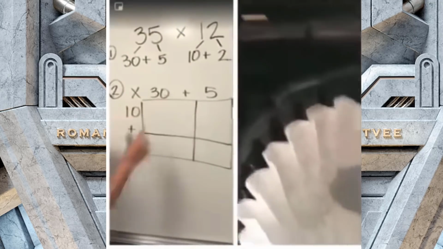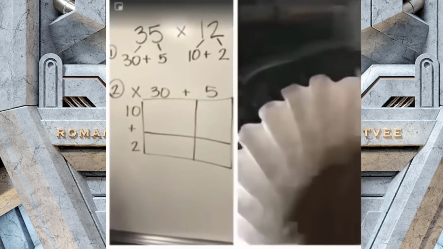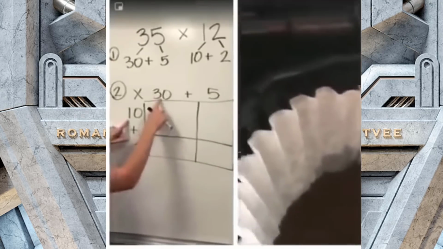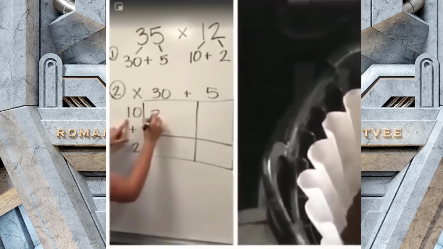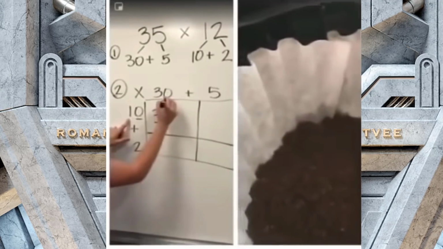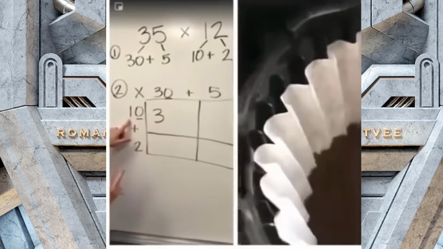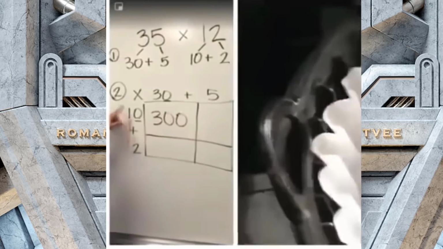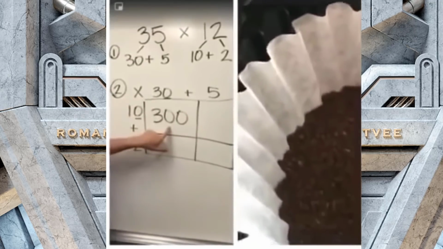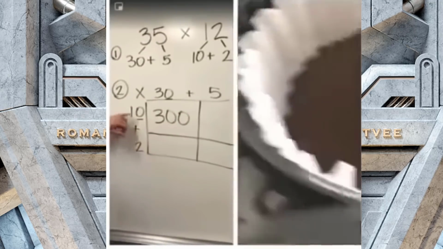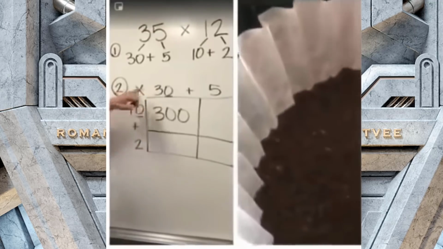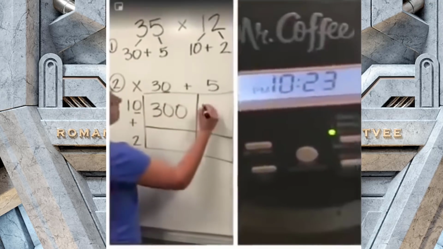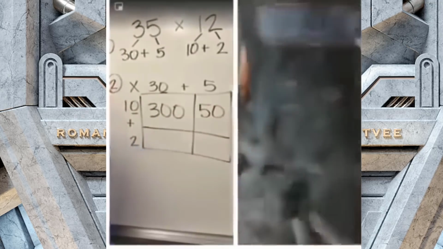Sometimes it gets a little tricky when we have those extra zeros on there when we're multiplying by a 10. So I like to say 1 times 3 is 3, and how many zeros do we have? We've got 2, so we attach them to the end of the number. So 10 times 30 is 300. We did 10 times this, 10 times that. 10 times 5 is 50, so it goes in the first box.